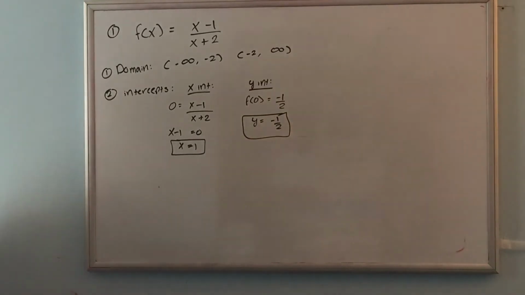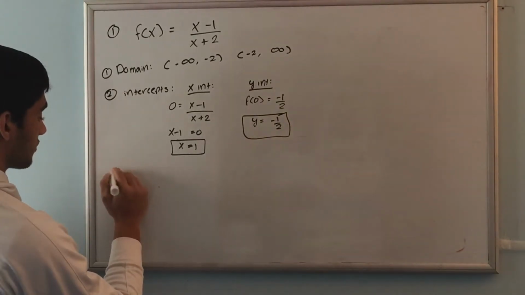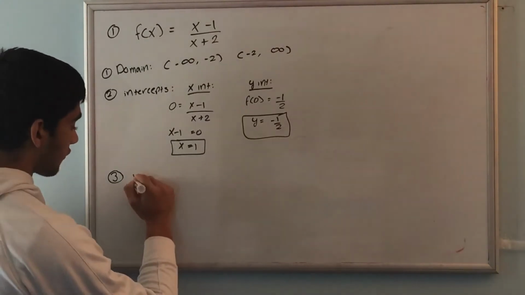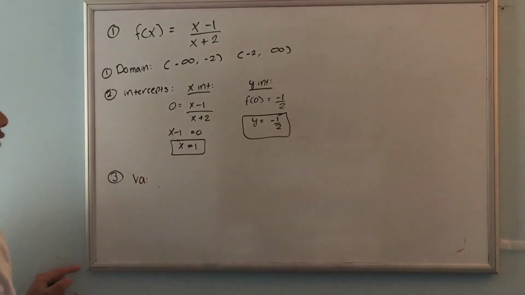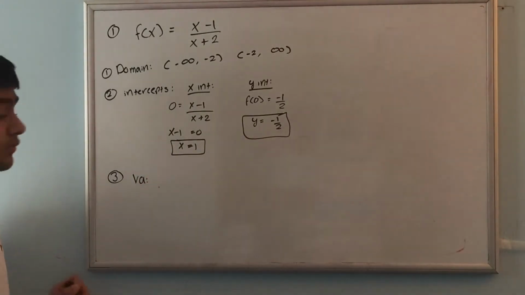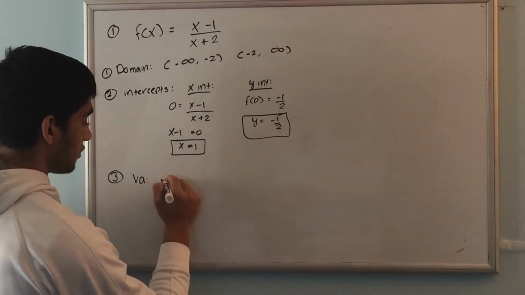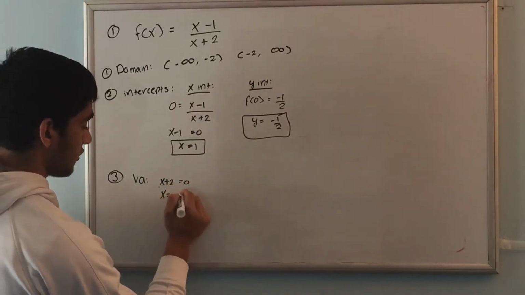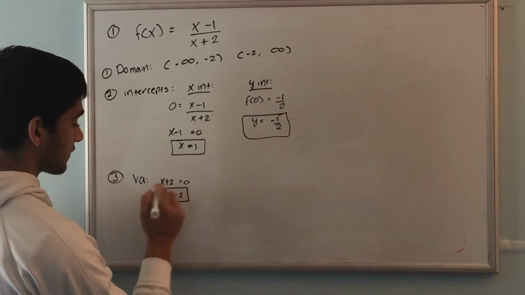So the next step I would do is to find all the asymptotes of the function. There are two asymptotes: a vertical asymptote and a horizontal asymptote. For the vertical asymptote, remember, all we need to do is look at the denominator and set that equal to 0. So we set x plus 2 equal to 0, and if we solve for x, we get x equals negative 2. So this would be our vertical asymptote.